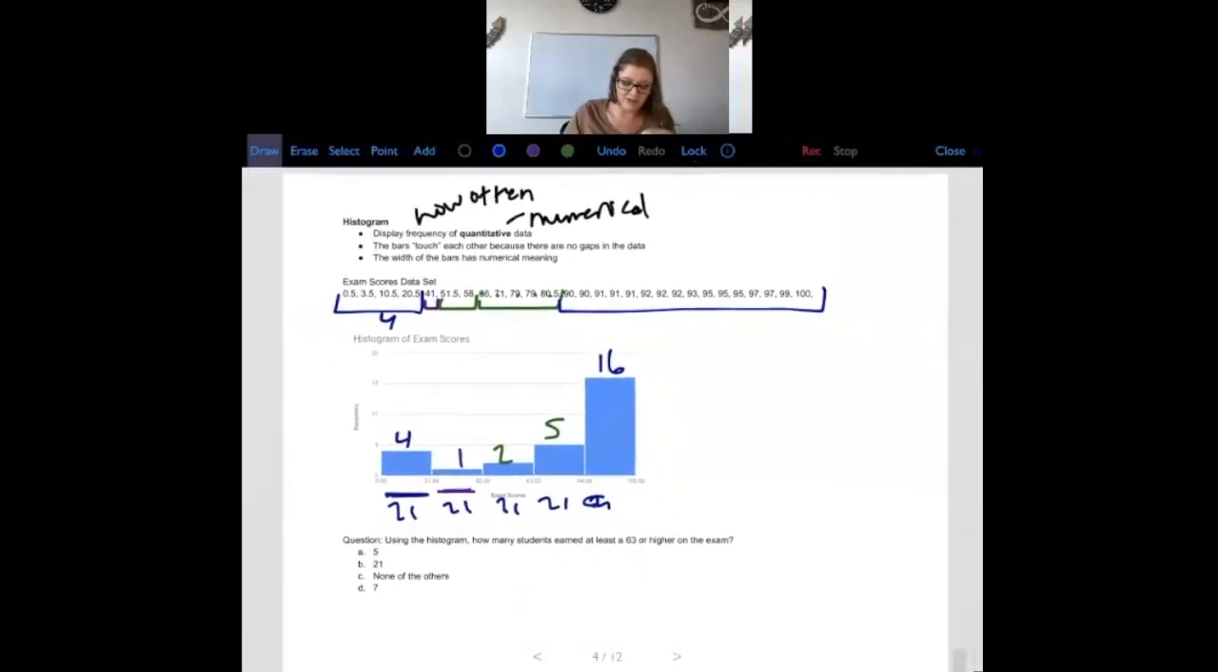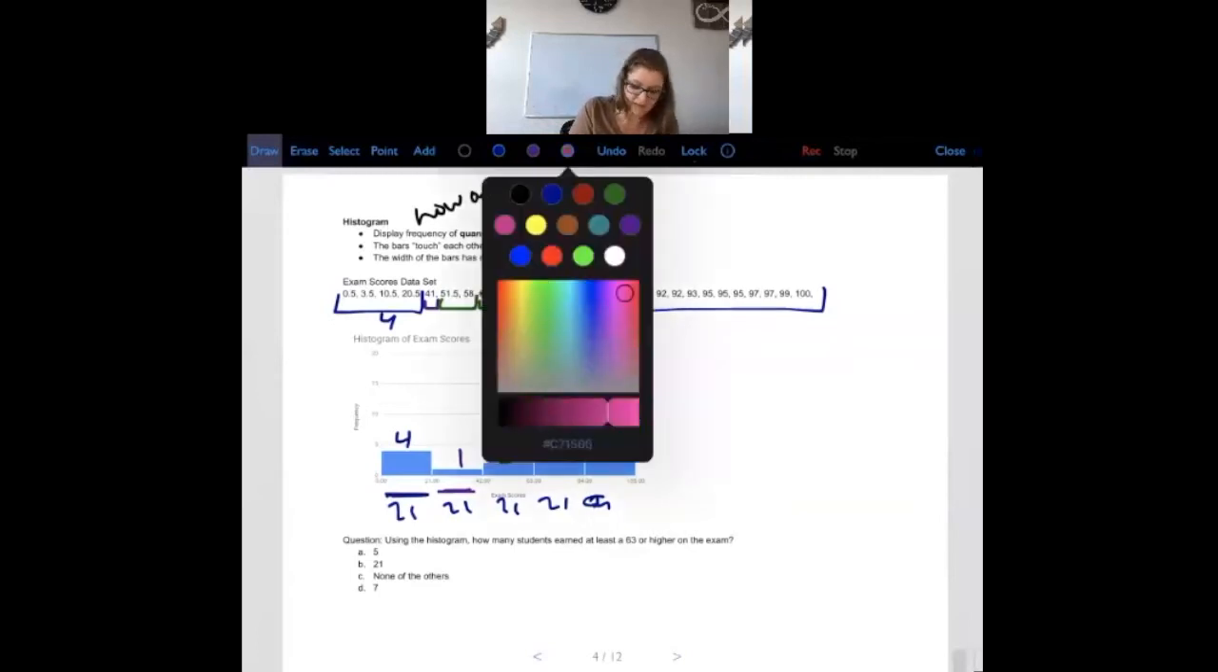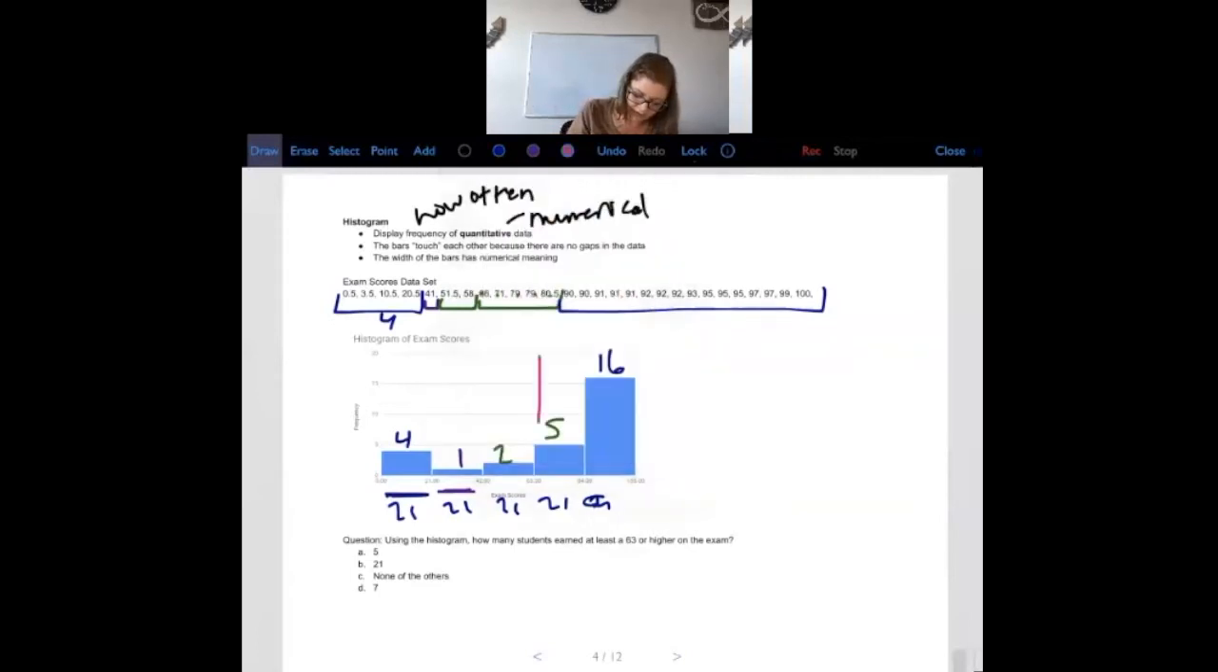So using the histogram, how many students earned at least a 63 or higher? So we're talking about 63 and above. Okay, so here, what we would be looking at for this, let's get a different color. How about pink? So here's where 63 is. So we're looking at 63 and above. So 5 and 16, because both of these bars represent grades that were 63 and above. So the correct answer here would be 21.